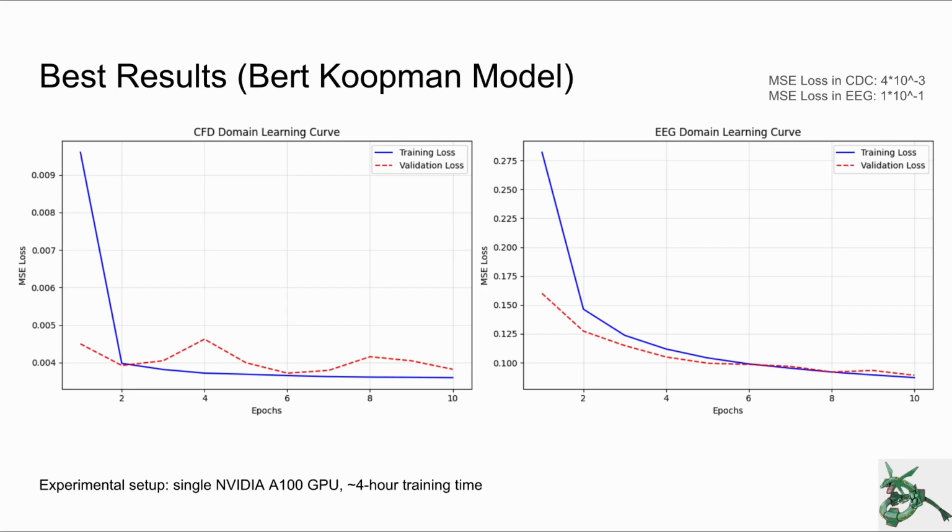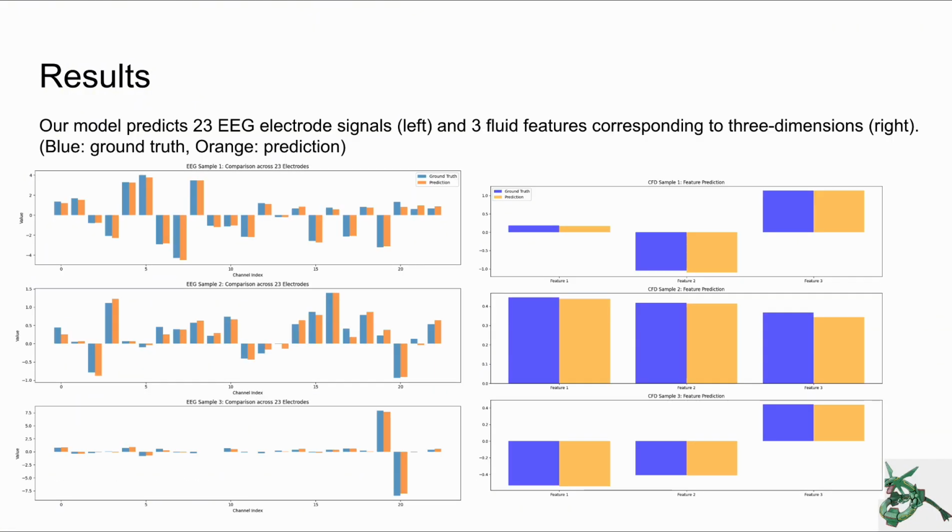Okay, now I'm going to talk about our results. This is the learning curve. Our experiment showed that the unified Deep Koopman style architecture can learn a low-dimensional linear embedding that captures the dynamics of both fluid and EEG time series very well with low MSE loss. We trained the model on an A100 GPU, and it only takes about 4 hours.